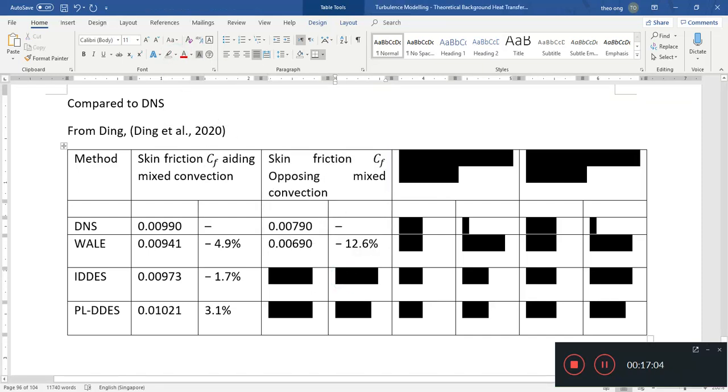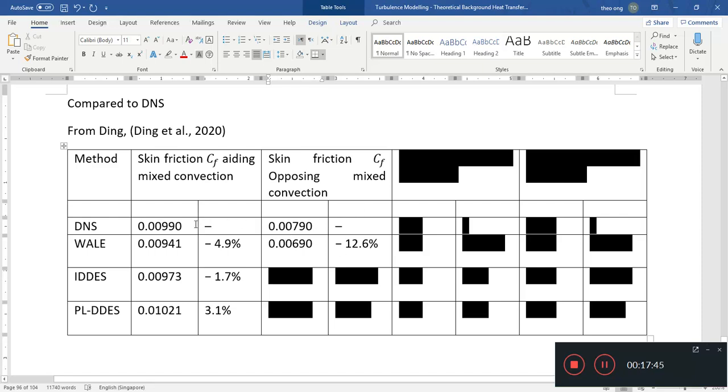For opposing mixed convection, you can see the skin friction coefficient actually changes, obviously, because the flows are kind of opposite each other. This is for low Richardson number, about 0.048, which is very low. Most of the flow is actually forced convection.